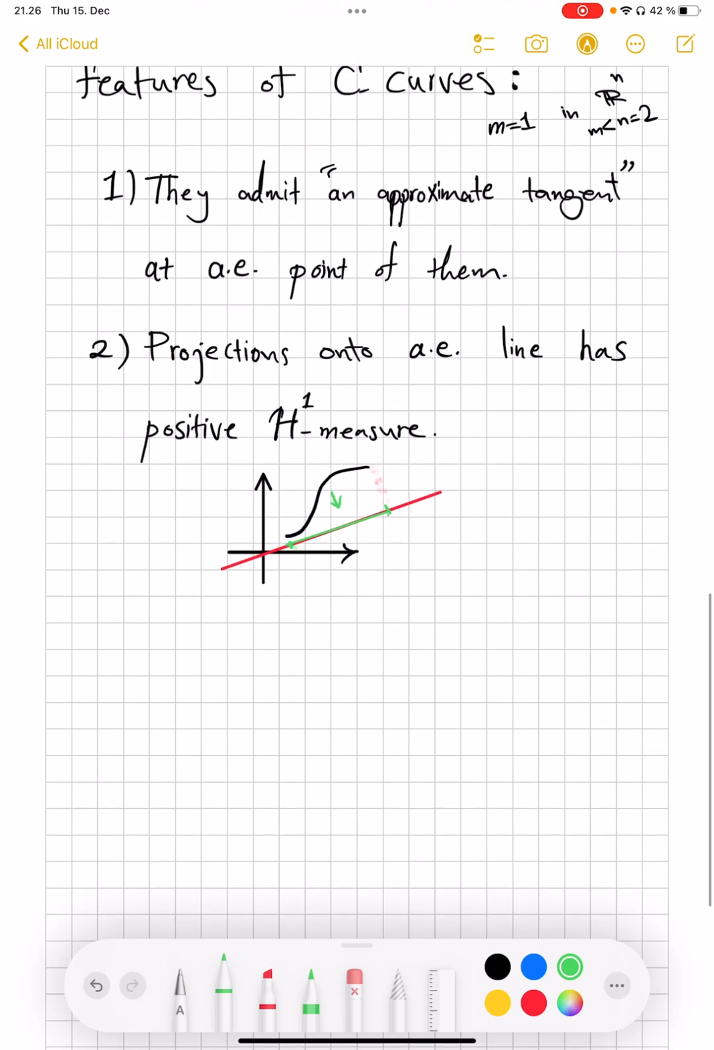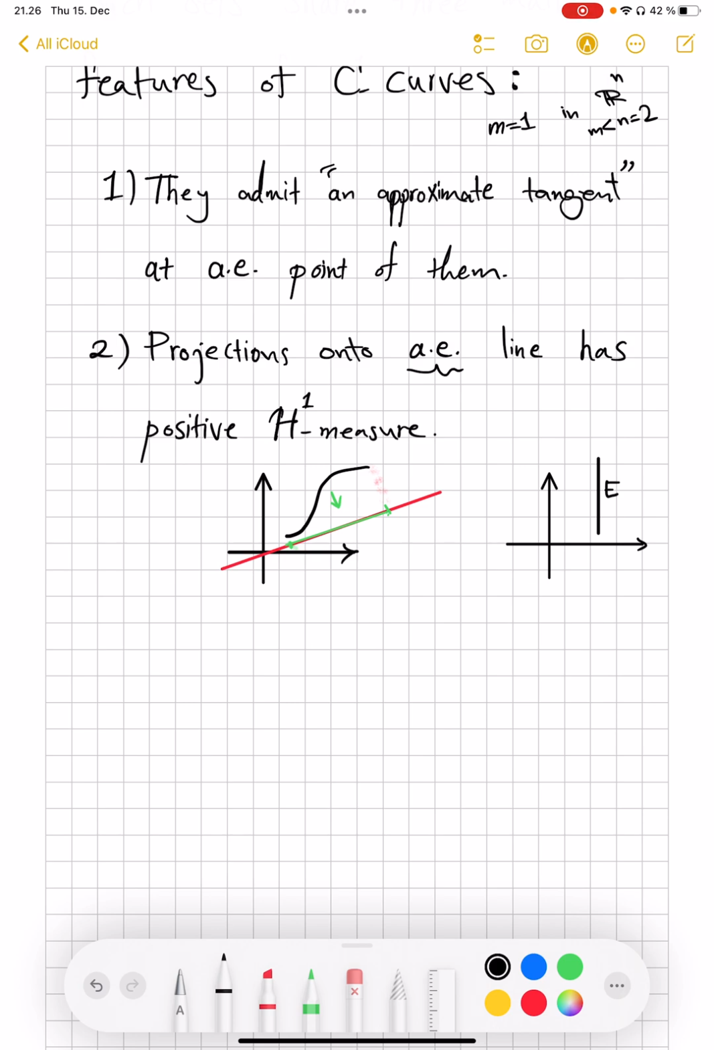And this is true for almost every line. Notice that even if you only deal with smooth curves, this "almost everywhere" is necessary because, for example, in my other picture, if your set happens to be, say, vertical, then projection onto the x-axis actually becomes only one point. So that is not really coming from rectifiable sets. It's true even for smooth sets.